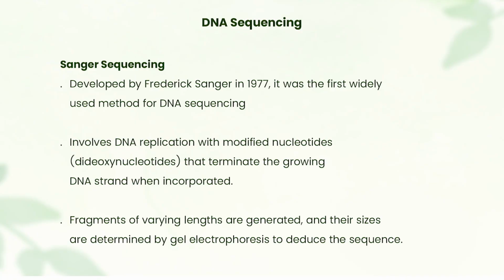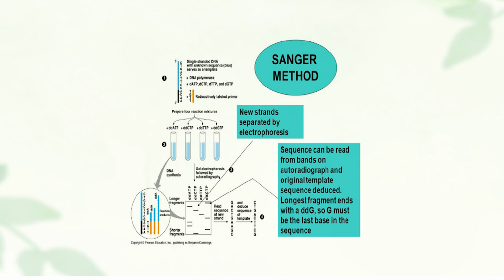Next is Sanger sequencing, a method of DNA sequencing developed by Frederick Sanger in 1977. It was the first widely used method for DNA sequencing that involves DNA replication with modified nucleotides that terminate the growing DNA strand when incorporated. Fragments of varying length are generated and their sizes are determined by gel electrophoresis to deduce the sequence. That is the Sanger method. This is a very common method.